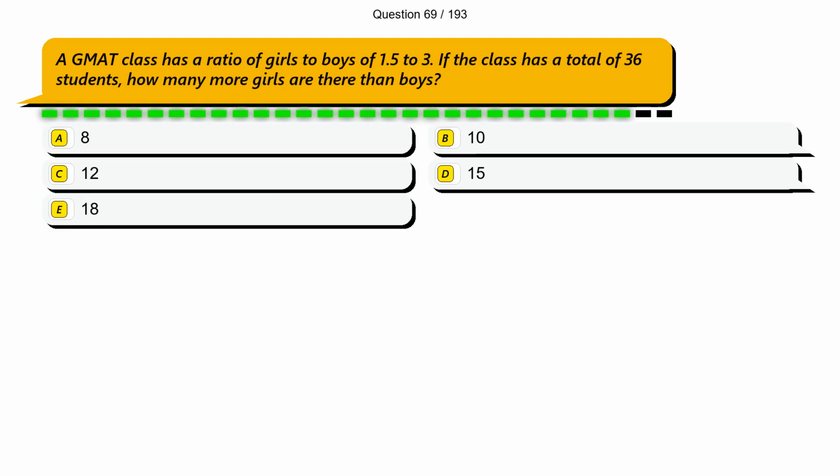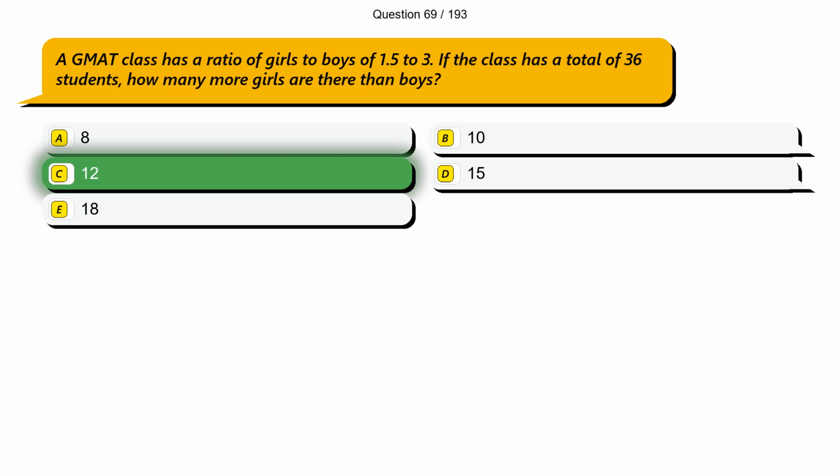Question 69. A GMAT class has a ratio of girls to boys of 1.5 to 3. If the class has a total of 36 students, how many more girls are there than boys? Option A, 8. Option B, 10. Option C, 12. Option D, 15. Option E, 18.